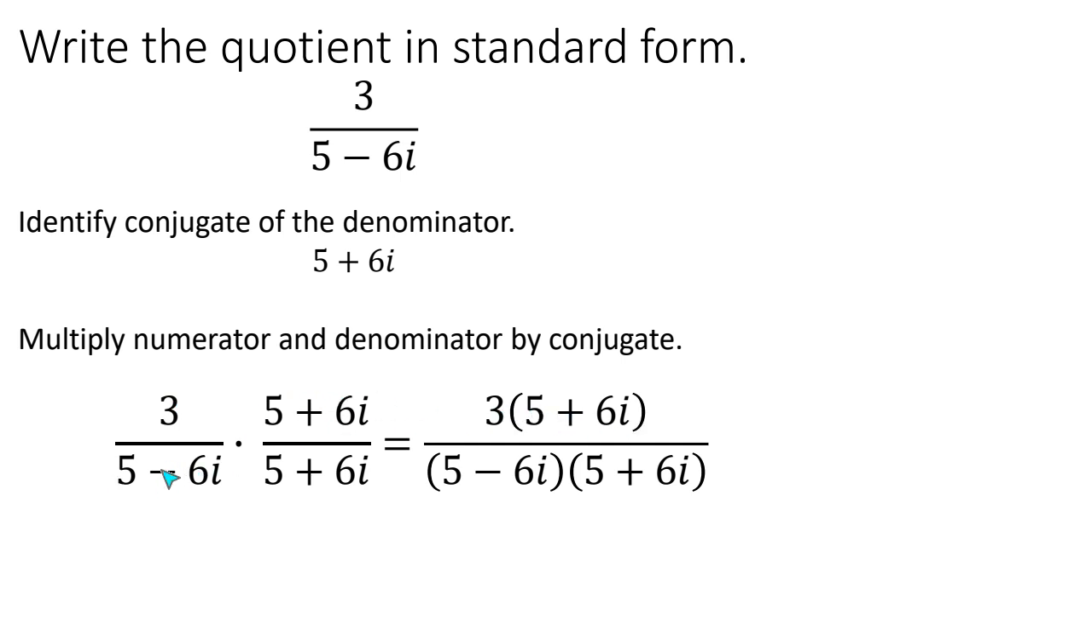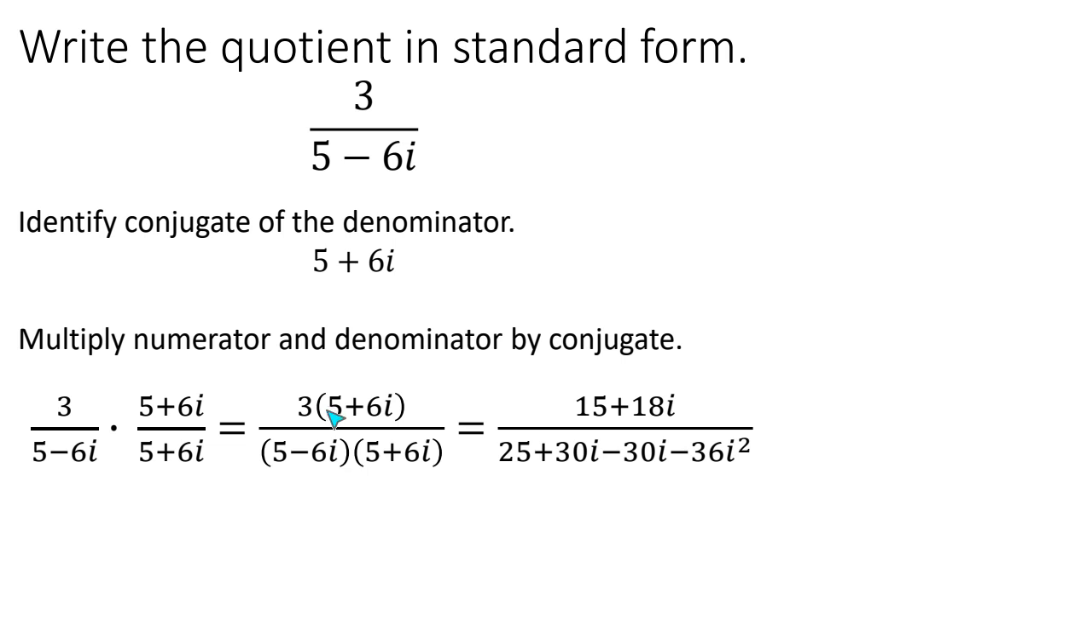So if we simplify, 3 times 5 is 15. 3 times 6i is 18i. And then here there's a shortcut, but we'll talk about it in a little bit. 5 times 5 is 25. 5 times 6i is 30i. Negative 6i times 5 is negative 30i. And negative 6i times 6i is negative 36i squared. If you have conjugates, notice what happens to the middle terms here. 30i minus 30i will become 0. And so we end up with 15 plus 18i over 25 minus 36i squared.